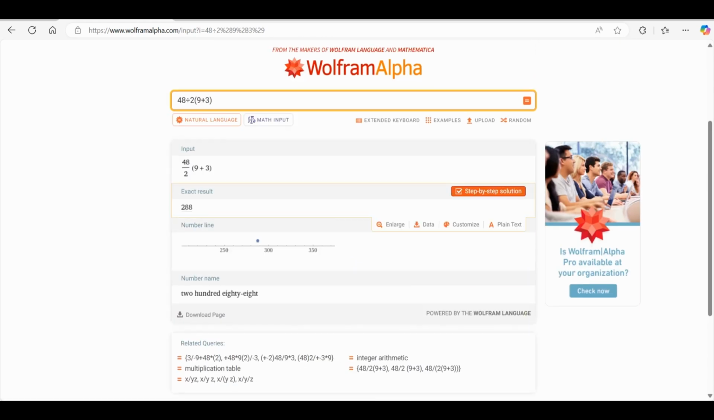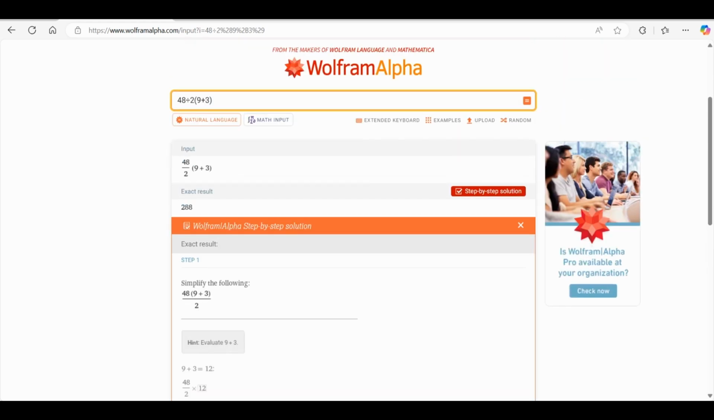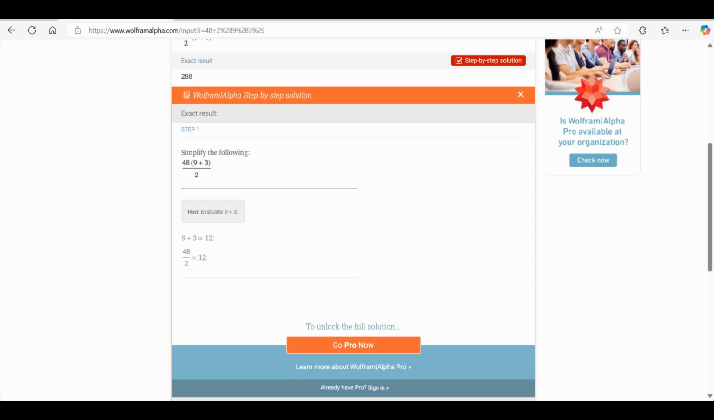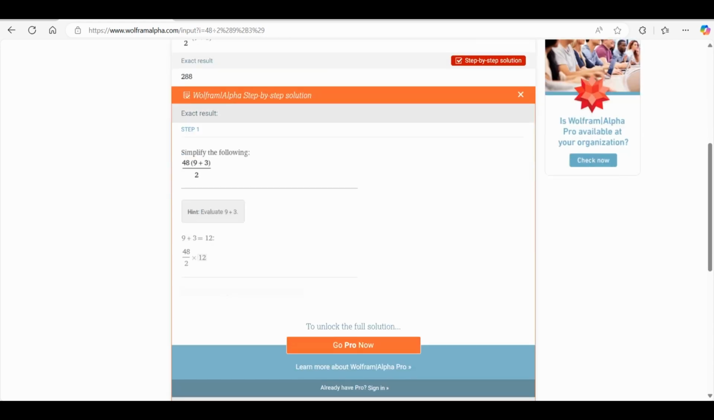So you can click on the step-by-step result if you want to. The very first thing you do here is you solve inside of the parentheses. 9 plus 3 is 12. And then from there, it's the division, 48 divided by 2. 48 divided by 2 is 24. 24 times 12 is 288. So that helps to confirm our answer.